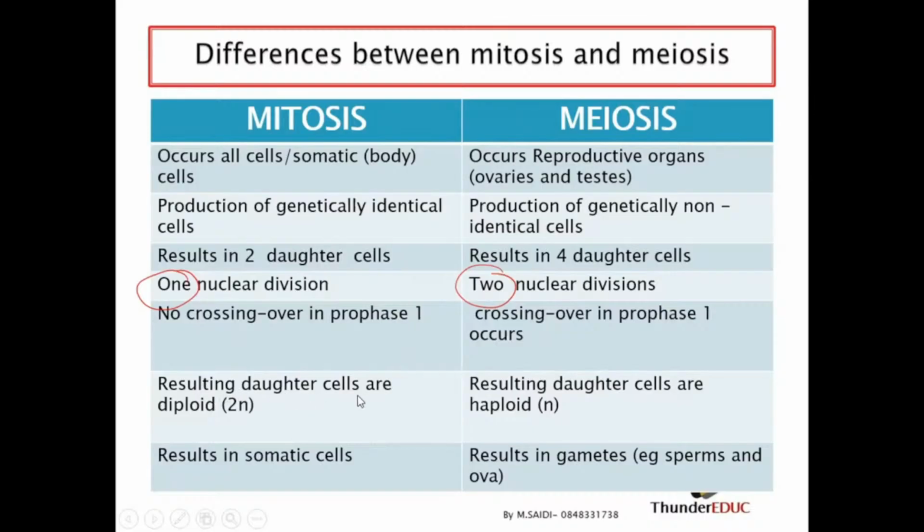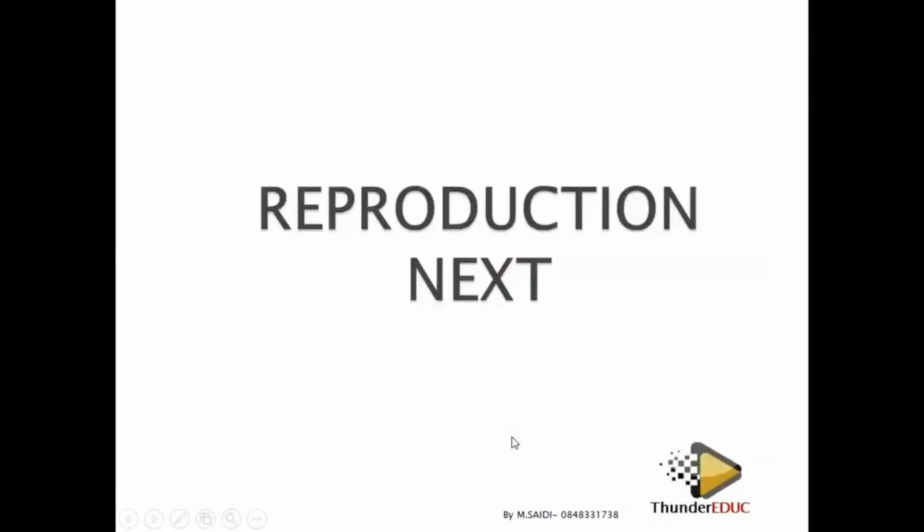Then here we say that it results in daughter cells being diploid. You start with diploid 2N, you end with diploid 2N. While here you start with diploid 2N, and then you end with haploid 1N. You see? Yes. Then this results in somatic cells, whereas this one results in gametes. So basically, those are the differences between meiosis and mitosis.